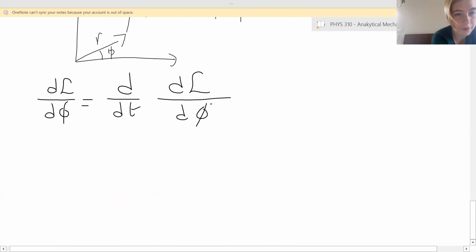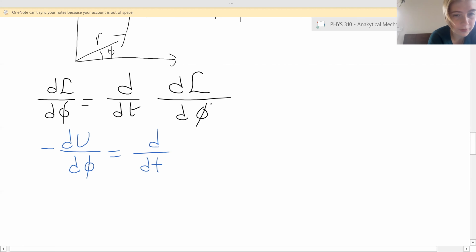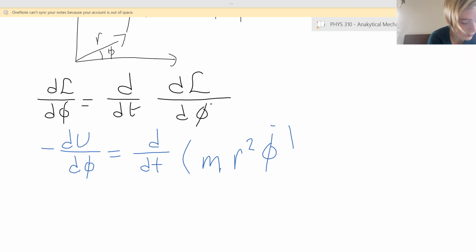And we're going to go for it. So we end up with negative dU/dθ, and that's going to be equal to the time derivative of m r squared θ dot. Okay. So we're going to interpret this one side at a time.